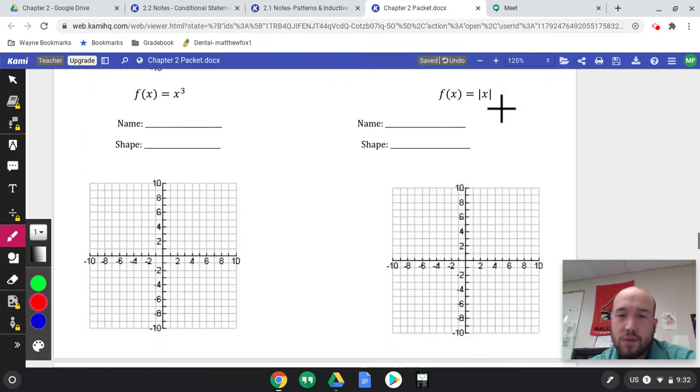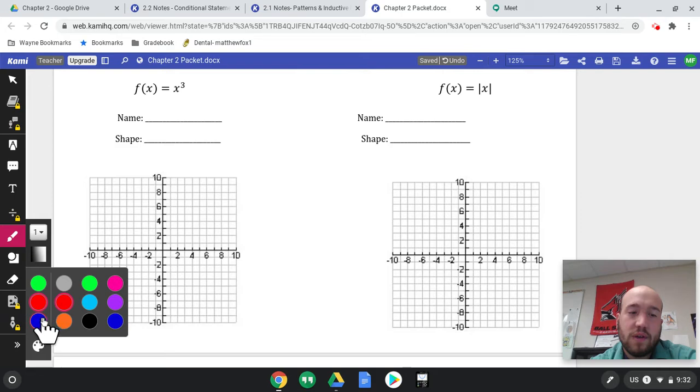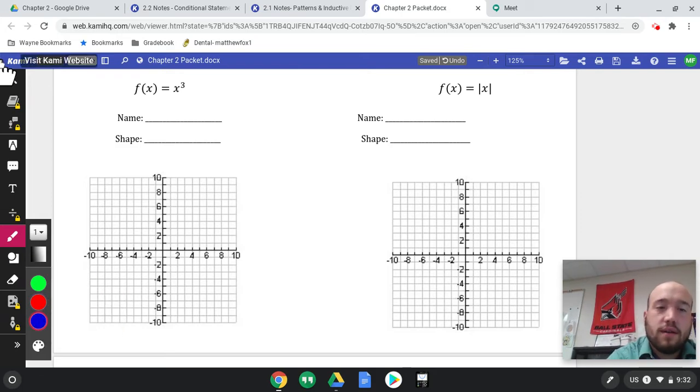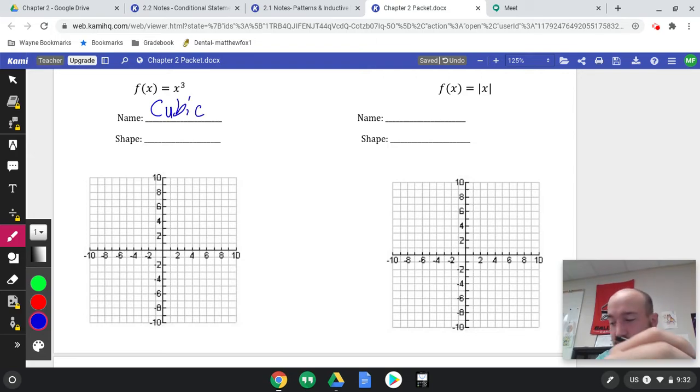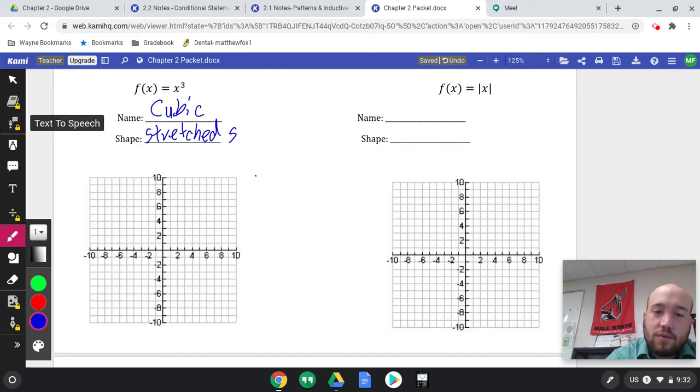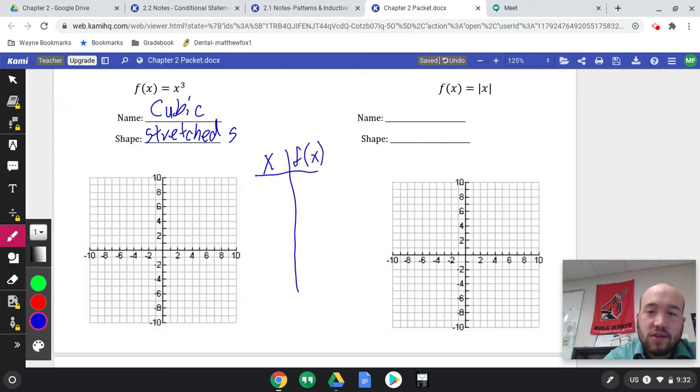Our next one, x cubed, is what we call a cubic. Now the shape for this one is a little harder. Some of you maybe think of it as a stretched S. If you don't want to put anything, you don't have to. This shape does not really have a name for us, but for our cubic, once again, let's start with x and f of x. And 0 is always a good one to plug in first.